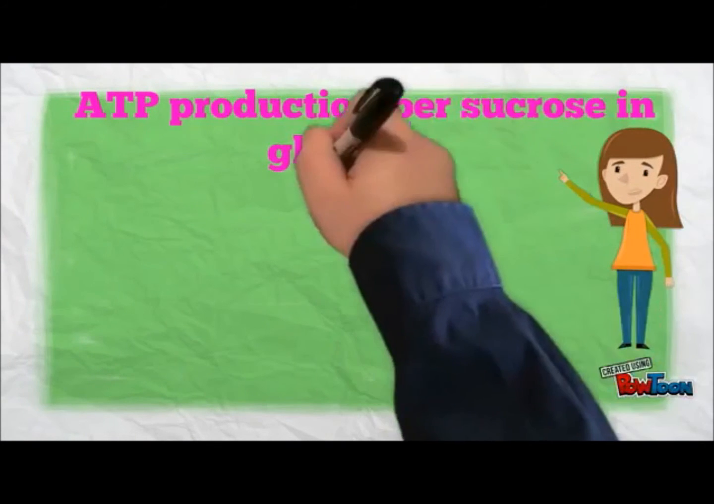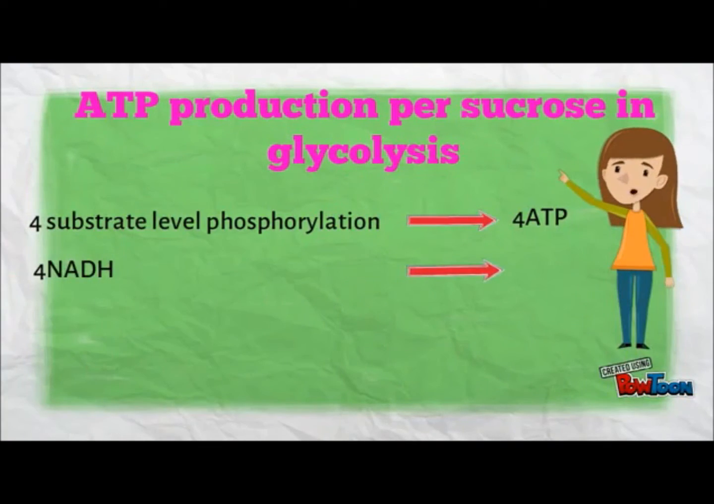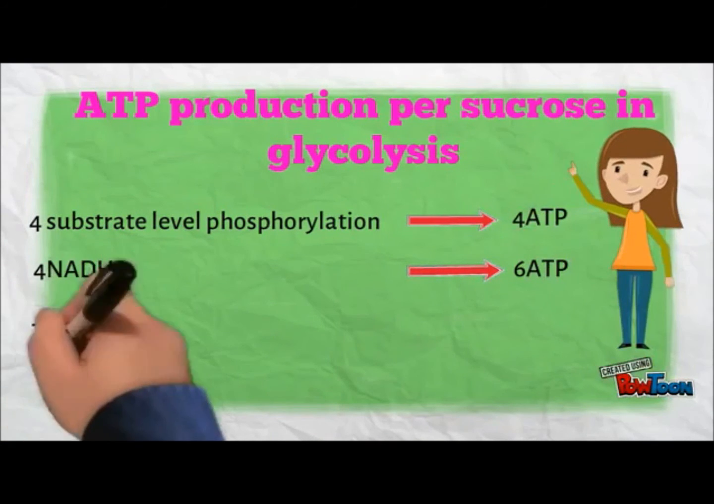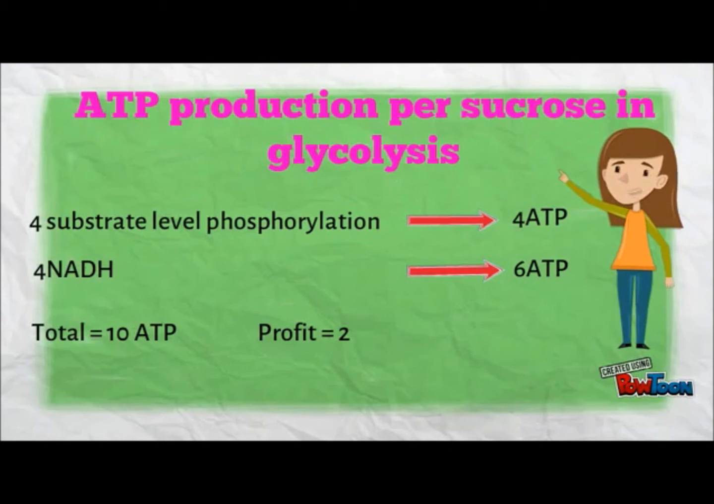On to the final production. ATP production for sucrose in glycolysis: 4 ATP are produced by 4 substrate level phosphorylations. 6 ATP are produced by 4 NADH.